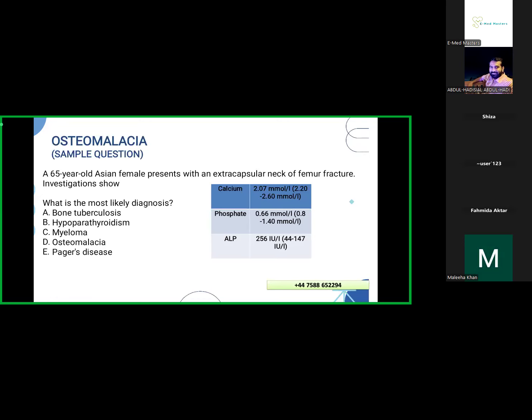So, a 65-year-old Asian female presents with an extracapsular neck of femur fracture. Investigations show that her calcium is decreased, phosphate is decreased, and alkaline phosphatase is raised. And the patient is 65 years old. If it was a young patient, it would be rickets. In an older patient with decreased calcium and phosphate and increased alkaline phosphatase, that's the key point, alkaline phosphatase. So it indicates that it is a case of osteomalacia.